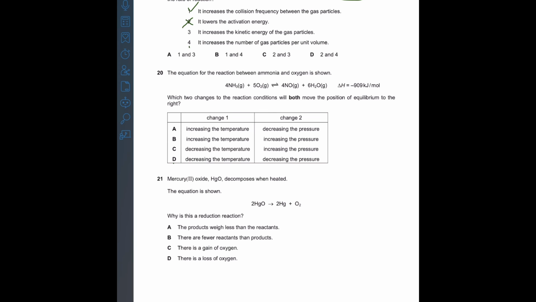It increases the kinetic energy of the particles. So if temperature increases, the internal energy will increase, meaning they'll move faster. If they move faster, the kinetic energy increases. So it's three. It increases the number of gas particles per unit volume. No, increasing the temperature does not do anything to the gas particles, meaning it does not add or subtract. So 4 is wrong. So 1 and 3 are correct. That means A is the right answer.